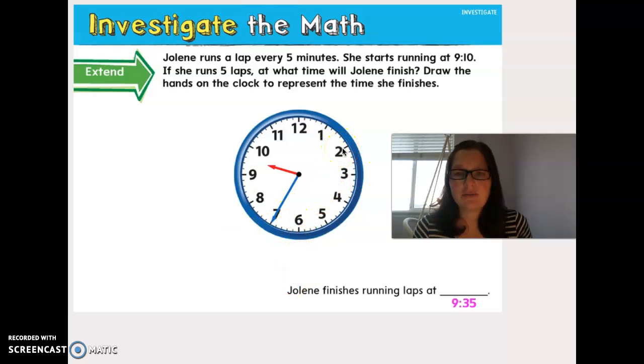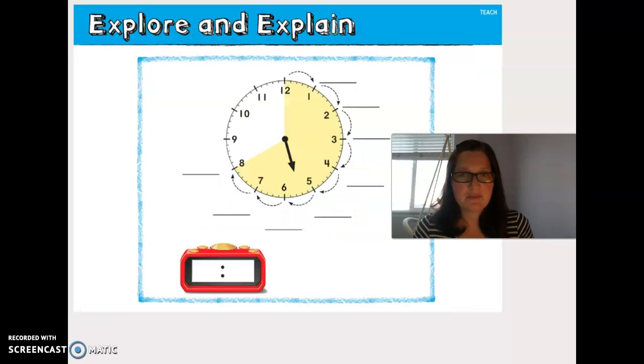So if this is lap 1, it takes her 5 minutes to run lap 1, 5 minutes to run lap 2, 5 minutes to run lap 3, 5 minutes to run lap 4, and 5 minutes to run lap 5. I apologize. Make sure that you're double checking those because I would have gotten that problem wrong. So when she was running, we have to count 5 minutes for each lap that she did run.